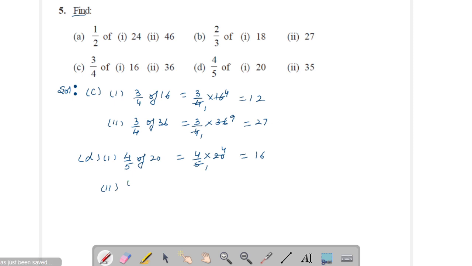It is 4 upon 5 of 35. This can be written as 4 upon 5 into 35. Here cancel 5 and 35 by 5. 5 1s are 5, 5 7s are 35, 4 7s are 28. Your answer is 28.